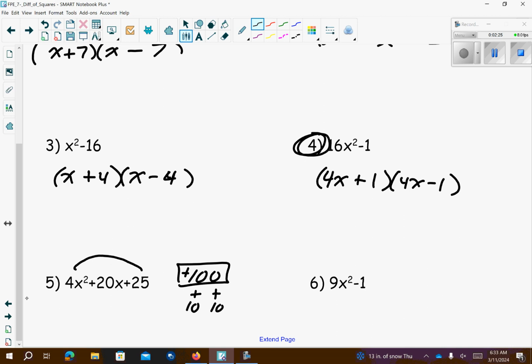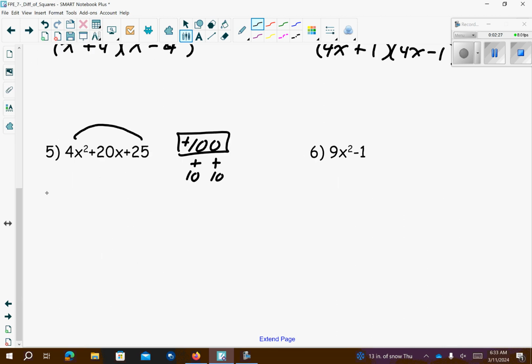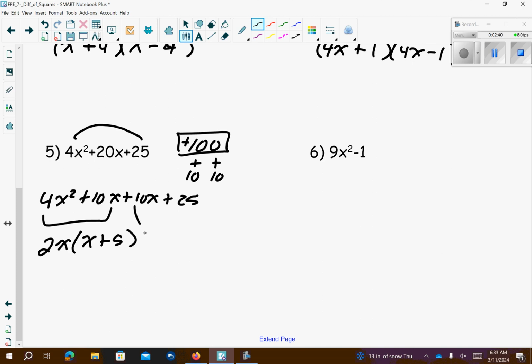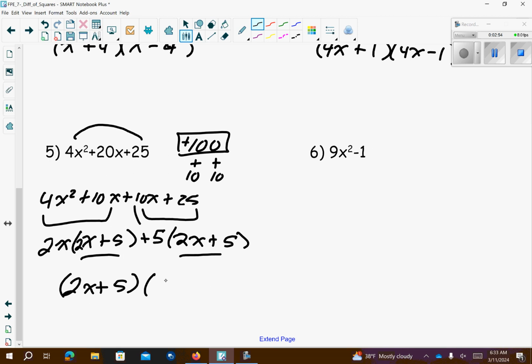So on this particular problem, you could say 4x squared plus 10x plus 10x plus 25. Go ahead and factor out a 2x from both of those. Middle sign comes down. Factor out a 5 from both of those. So that's going to give me a 2x plus 5 and a 2x plus 5. What you'll note about this one is it's what they call a perfect square trinomial, because the exact same two binomials are multiplied together.